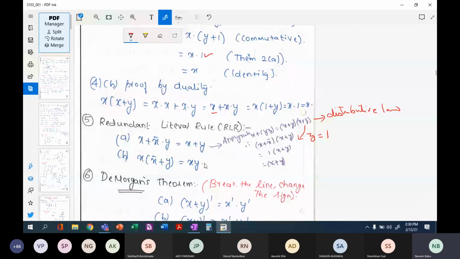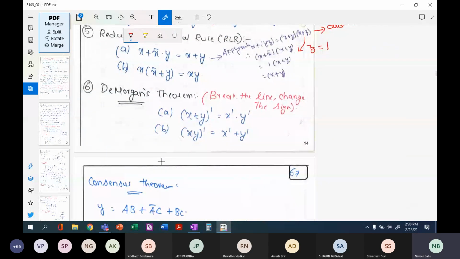Okay. Now coming to De Morgan's rule. We have already seen it multiple times: break the line and change the sign. x plus y the whole bar is equal to, if you break the line, x bar, and plus will change to dot, and y bar. Similarly, if you have xy the whole bar, when I break the line, it will become x bar and y bar, and I have to change the sign also. Dot gets changed to plus.